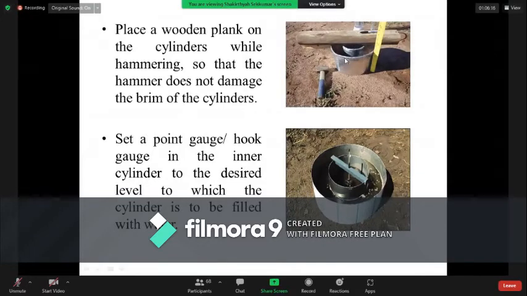After that, you need to set a point gauge or hook gauge in the inner cylinder to the desired level to which the cylinder is to be filled with water. So first we have to select a suitable place and remove the vegetation. After that you need to dig a hole. Then you have to fix your cylinders.